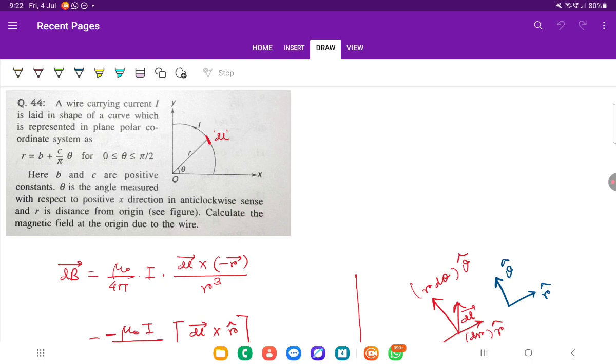So let's get started. A wire carrying current I is laid in the shape of a curve which is represented in plane polar coordinate system as r as function of theta is given. Obviously r equals b plus c by pi times theta, for theta's domain 0 to pi by 2. It is also shown on the figure. Here b and c are positive constants, and theta is the angle measured with respect to positive x direction in anti-clockwise sense, and r is distance from origin as per our convention. So we are asked to calculate the magnetic field at the origin due to the wire.